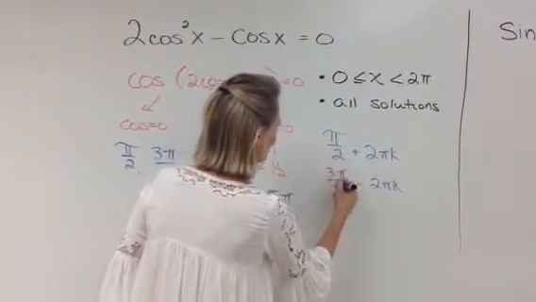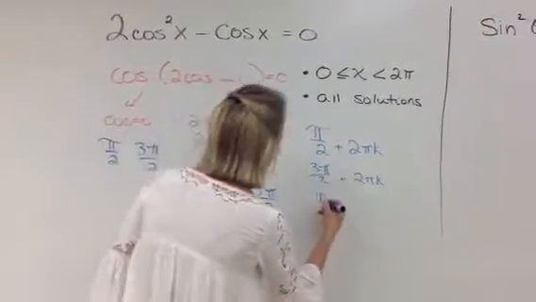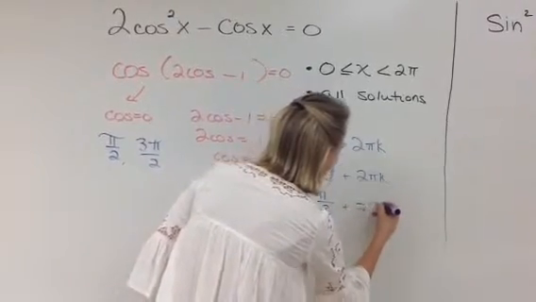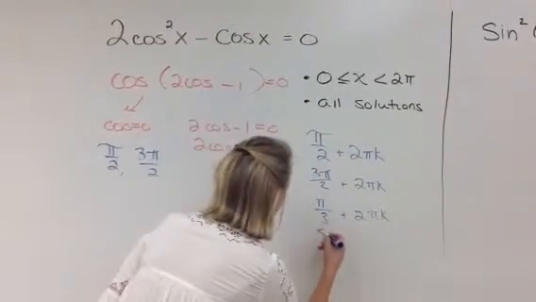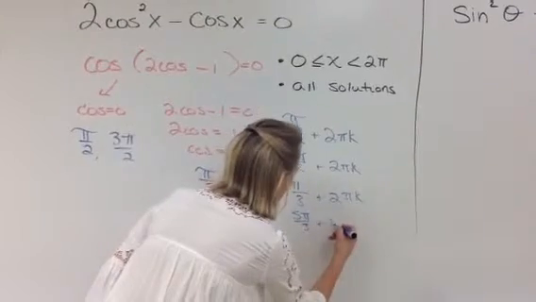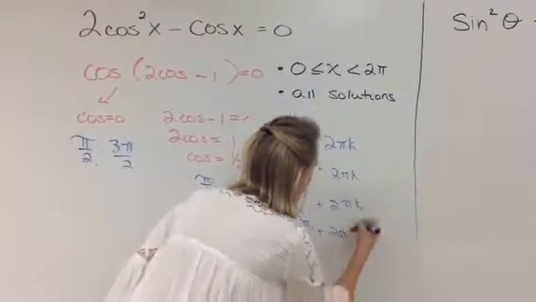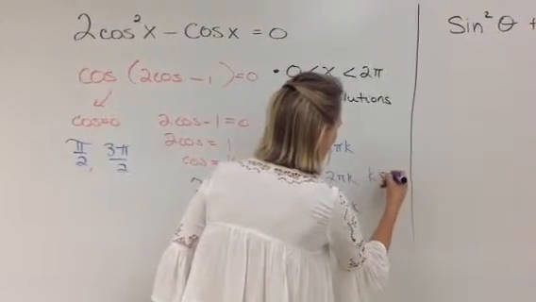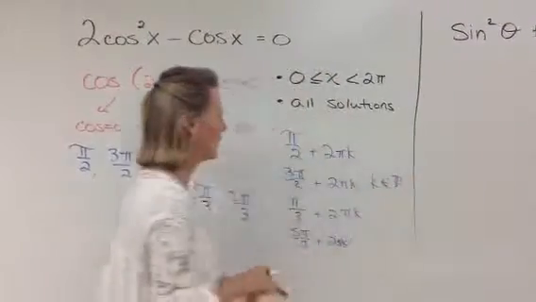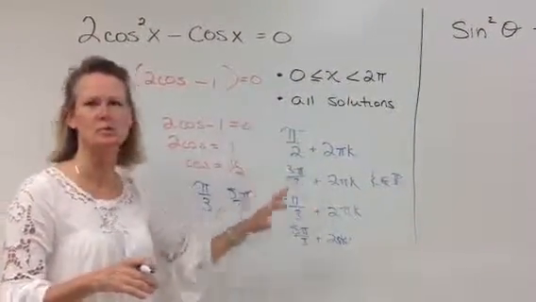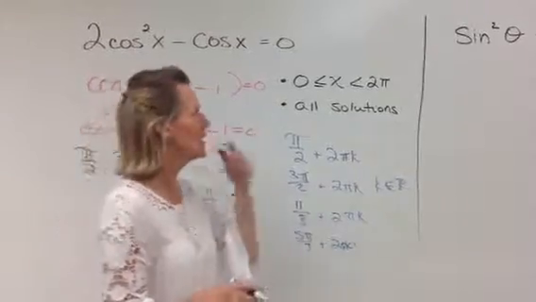That's right. Sorry. Pi over 3 plus 2 pi k, and 5 pi over 3 plus 2 pi k, where k is any real number. K is any real number. Okay, so if we ask for all solutions, just make sure you tack on that 2 pi k. All right, so let's look at a second.